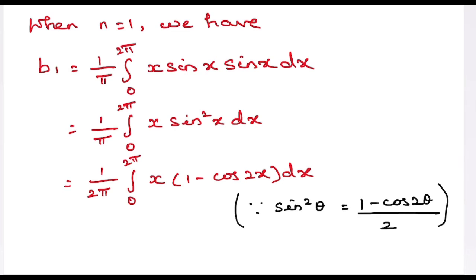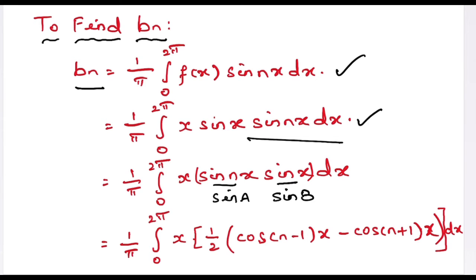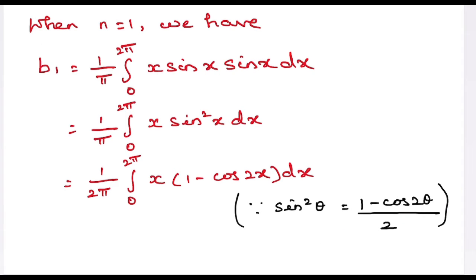Now find out the value when n is equal to 1 here. Put n is equal to 1 in bn. We get b1 is equal to 1 by pi integral 0 to 2 pi x sin square x dx. We know the formula sin square theta is equal to 1 minus cos 2 theta the whole divided by 2. Now take 1 by 2 outside, then it becomes 1 by 2 pi integral 0 to 2 pi x into 1 minus cos 2x dx.